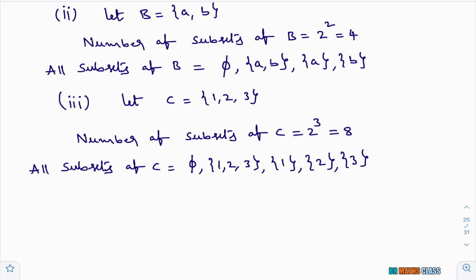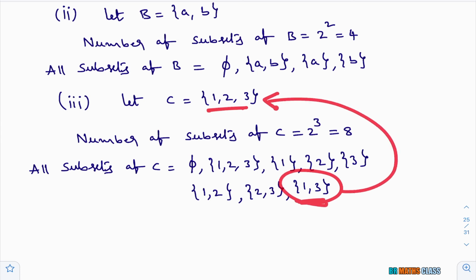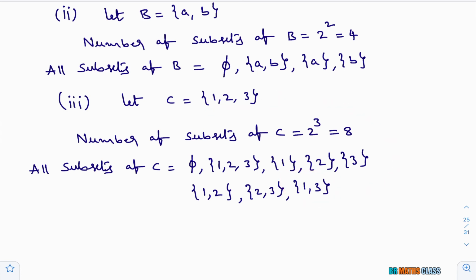Now 2 element subsets also we can write. I'll write here set 1 comma 2. You see, this set contains two elements, 1 comma 2. Is 1 comma 2 present in this set or not? Yes. See, 1 comma 2 is over. Next, 2 comma 3. Next, 1 comma 3. You can observe this is a subset of this because 2 comma 3 is present in this. 1 comma 3 is present in this set. So this is a subset of this set. I hope you are understanding. So total how many subsets you got? 1, 2, 3, 4, 5, 6, 7, 8.